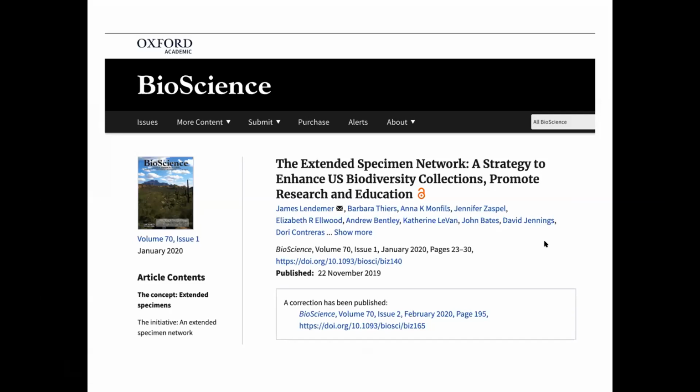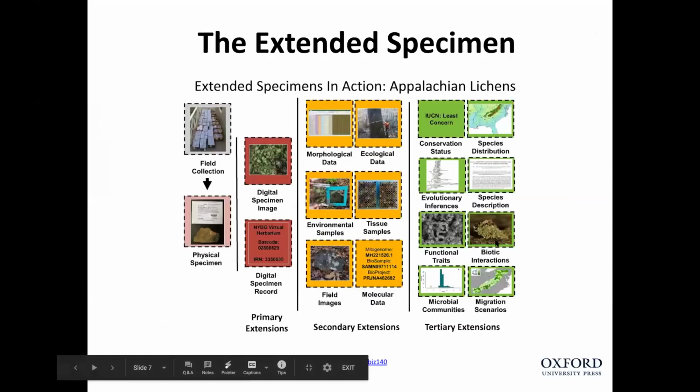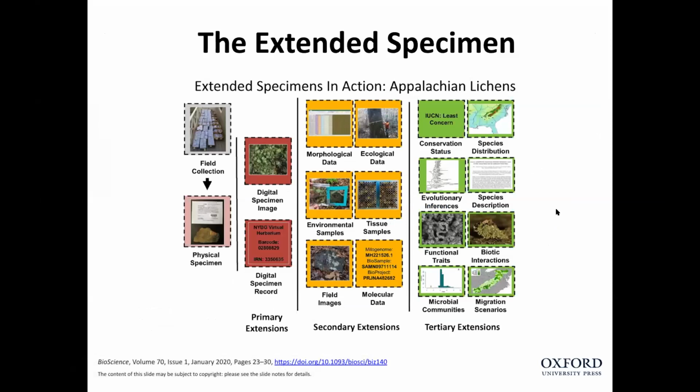Later on, this was published in BioScience in an article called The Extended Specimen Network: A Strategy to Enhance US Biodiversity Collections, Promote Research and Education. And within that was given another example of the extended specimen concept using Appalachian lichens. Here you can see the specimens collected in the field resulting in physical specimens in a collection, the digital representation of that specimen with a digital record and a specimen image associated with it, and then the secondary extensions of field images, tissue samples, morphological data, etc.